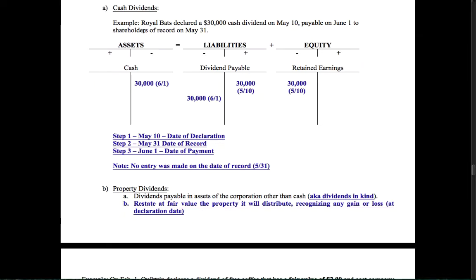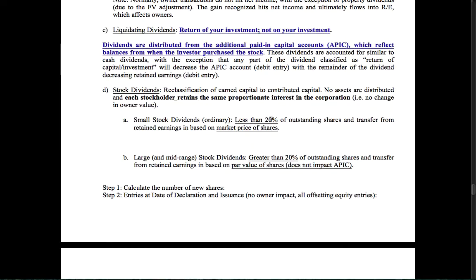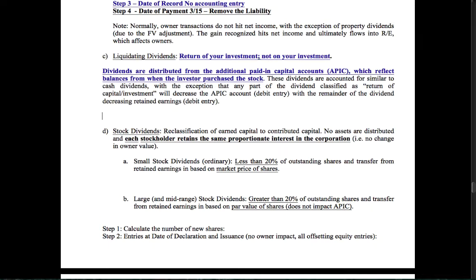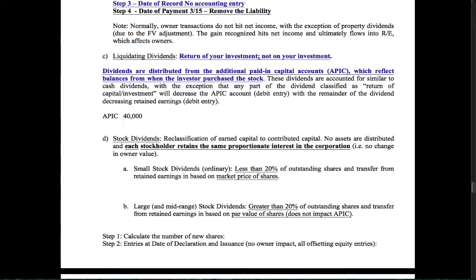Therefore, in this example for cash dividends, instead of having this 30,000 be represented in retained earnings, it would be 30,000 hitting additional paid in capital. Before we go on, just to show you how this looks in an accounting entry, they would pay this out where they would decrease additional paid in capital, let's say 40,000, and then they would pay out the cash of 40,000. As you can see, this does not impact retained earnings.